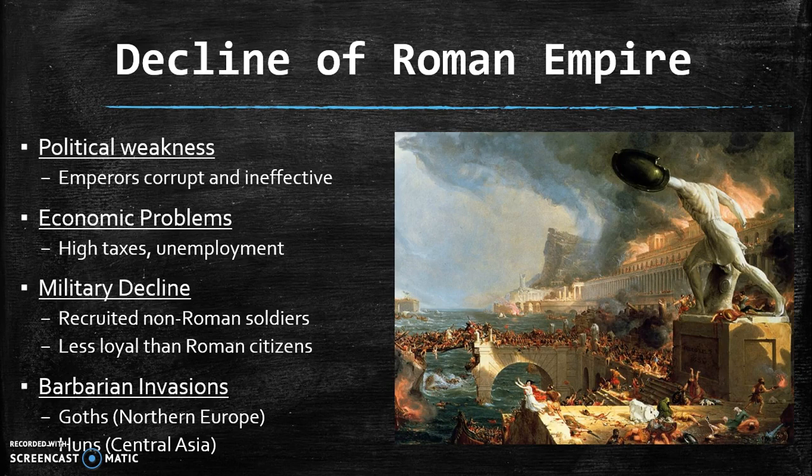The military in Rome, which was once one of the most powerful forces in the world, began to decline as well. They started to recruit non-Roman soldiers to be a part of the military who were less loyal than the Roman citizens. And all of this was made 10 times worse by the barbarian invasions that were plaguing the Roman cities. Goths and Huns, who are the nomadic people living in the northeastern parts of Europe and also Central Asia, started to encroach in on the Roman cities because they were being pushed in by other barbarian tribes. And so this caused a lot of turmoil in the Roman Empire.